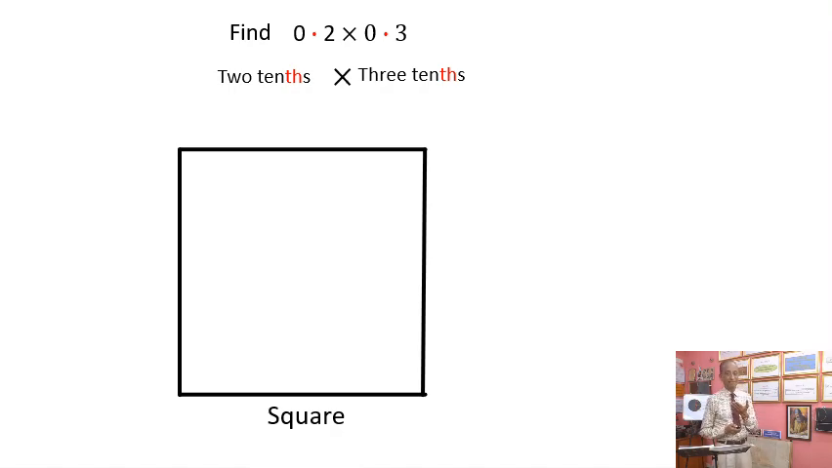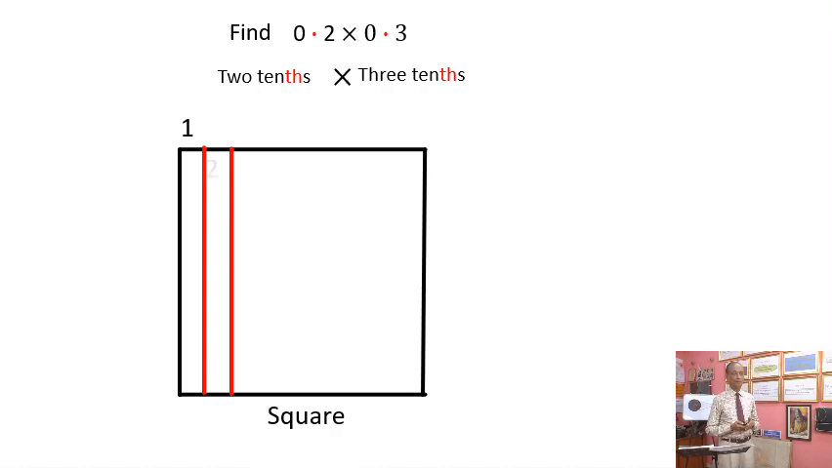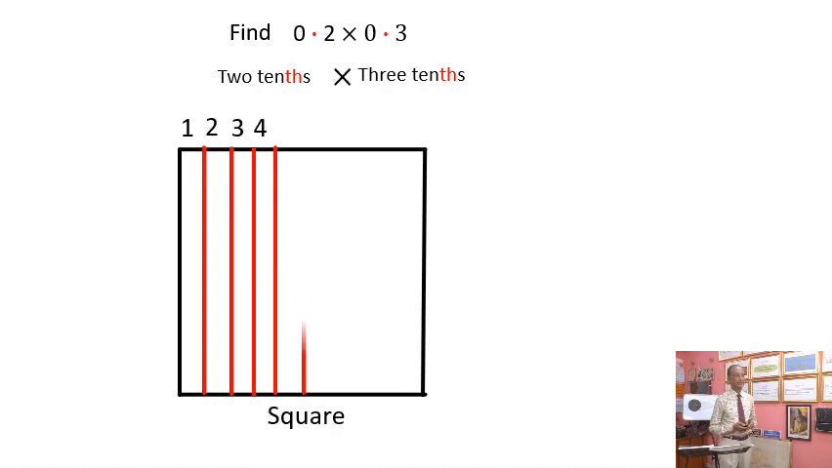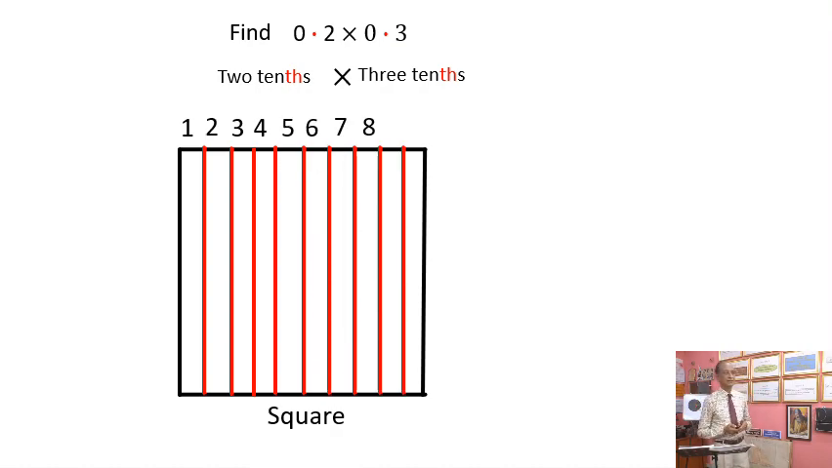Okay, so let us divide this square, this one full unit square, into 10 equal parts. Yes, this is the fifth equal part, sixth, seventh, eighth, ninth, and 10th. So 10 equal parts we have made.